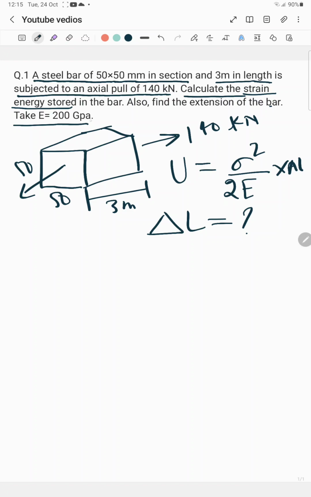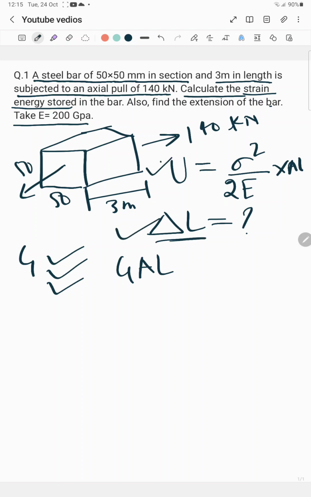Now see here in the question it's not mentioned whether we have to opt for the gradually applied load, the suddenly applied load, or the impact load. So when these things are not given in the question, then we have to assume that it's a gradually applied load. So here we need to find the strain energy and the extension, that is change in length. First we have to find this stress value.